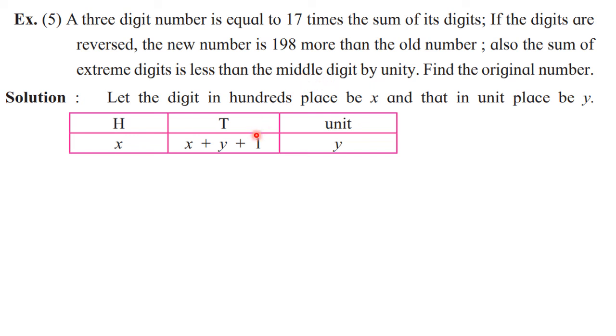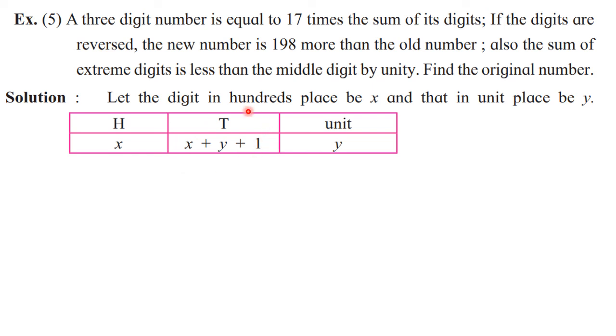That means the middle digit is more than the sum by 1. That is why plus 1 is used here. Otherwise you will think that the word "less" is used, so why has plus come? Here the sum of the extreme digits is less than the middle one by unity. That means the middle digit is 1 more than the sum of the digits. Understood how it is found out?